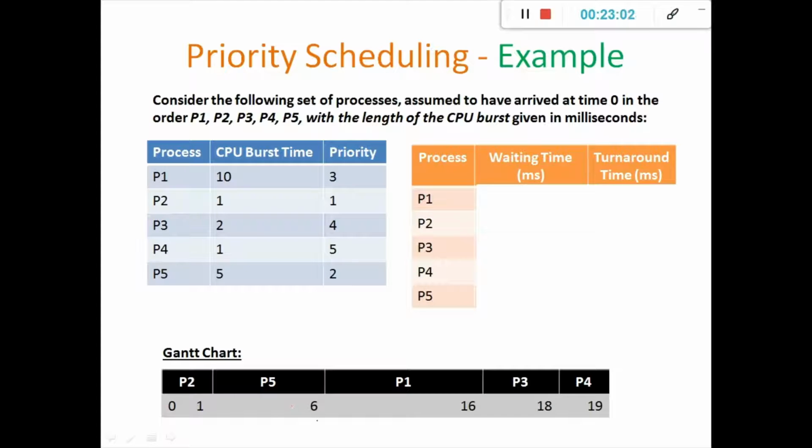So P1 waits until 6 milliseconds. So the waiting time for P1 is 6 milliseconds. For P2, since P2 has the highest priority, this is the first process which has started its execution. So it did not wait for any time. So the waiting time is 0. And its completion time is 1 millisecond.